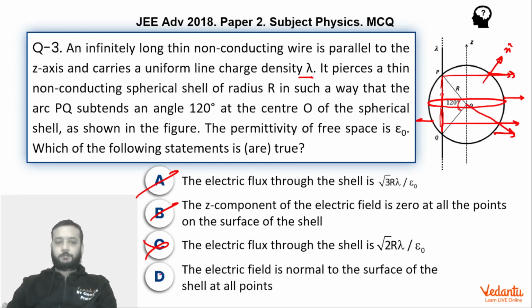So option D is wrong, and hence only two options were correct. But the question was fairly simple, and most of the students would have done it without much hassle.